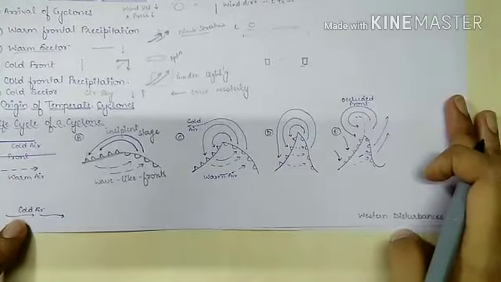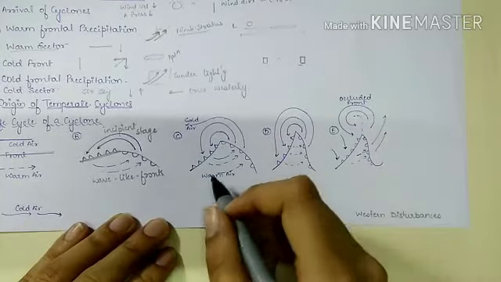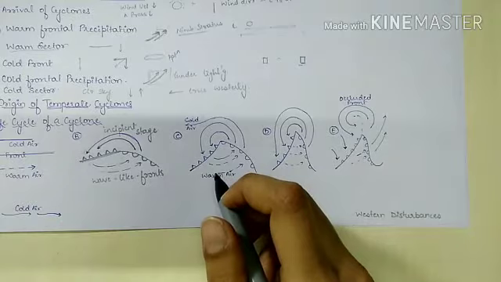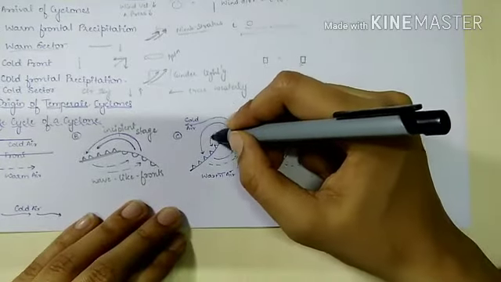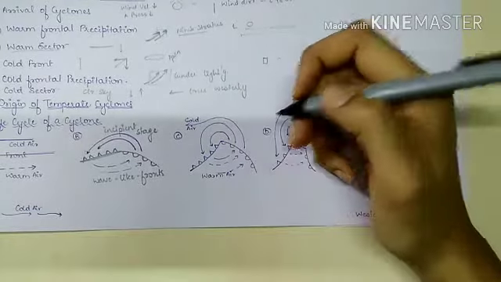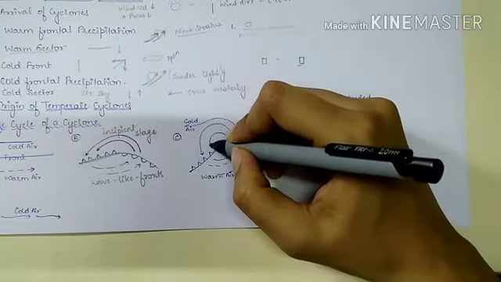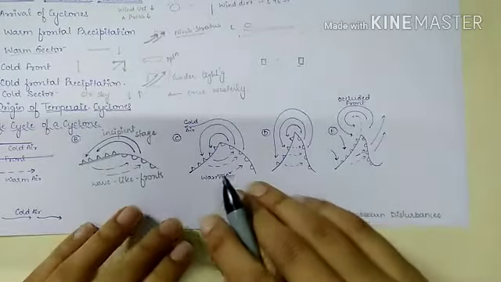Now the third stage is the mature stage, and here the cyclone is fully developed. Isobars become almost circular. So here we can see the isobars have become almost circular. Okay, and this is the mature stage.